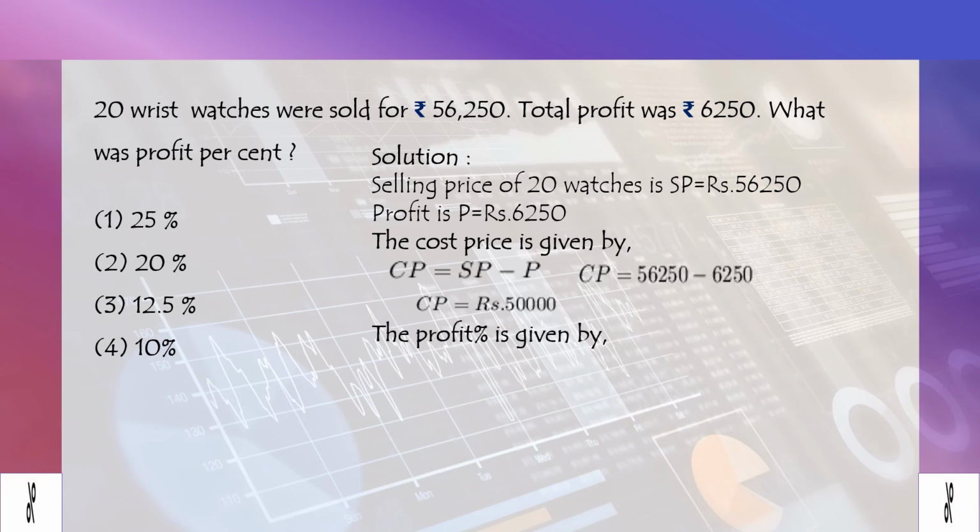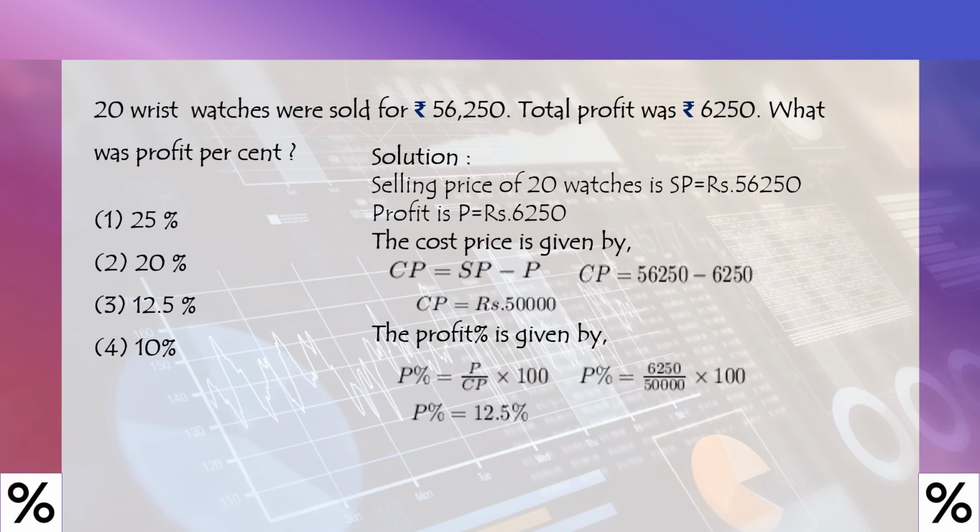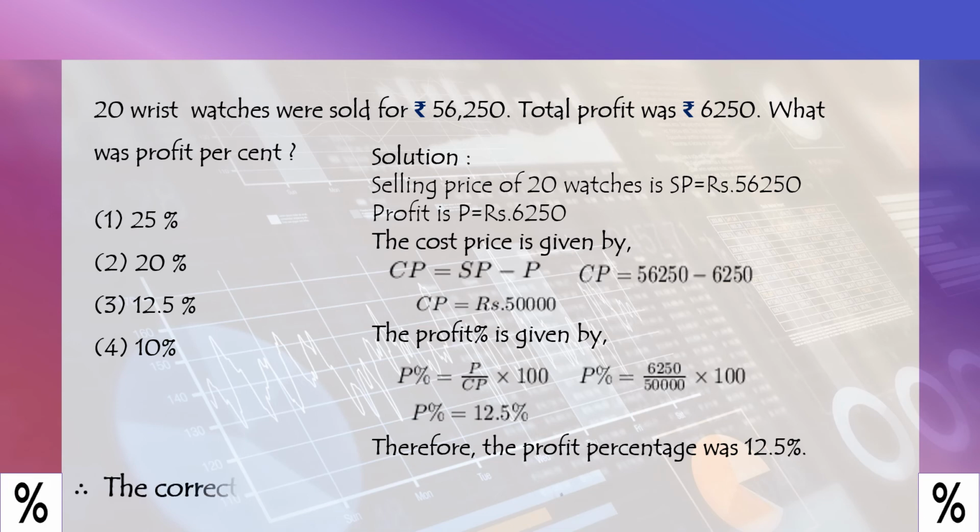Now we have to find out the percent, profit percent of the given number. So profit percent is equal to profit upon cost price into 100. कोई भी चीज का परसेंटेज फाइंड आउट करना है तो इनटू 100 करेंगे. ठीक है, तो प्रॉफिट कितना था? 6,250. कॉस्ट प्राइस कितना था? 50,000 into 100. Now when you simplify it, you will get profit percent as 12.5%. The correct alternative is alternative number 3.